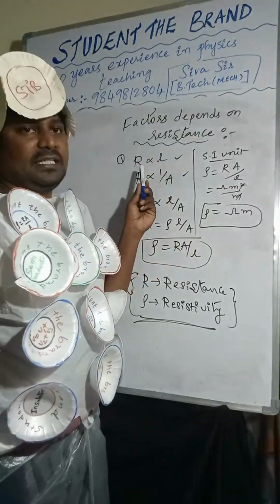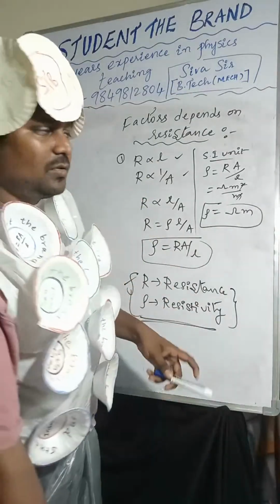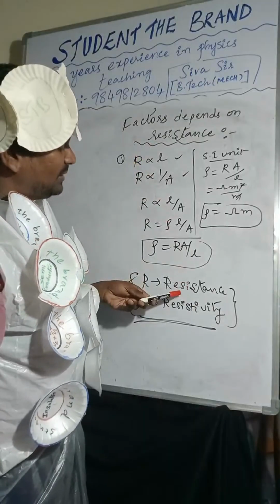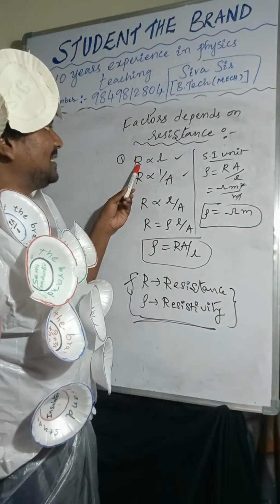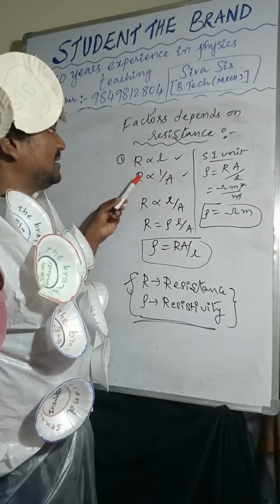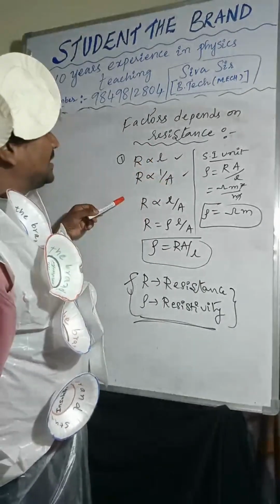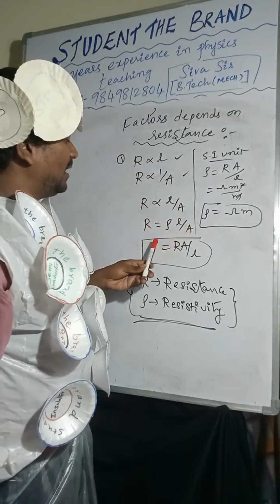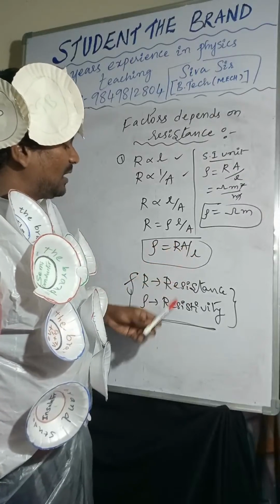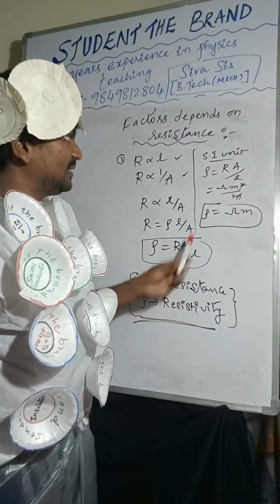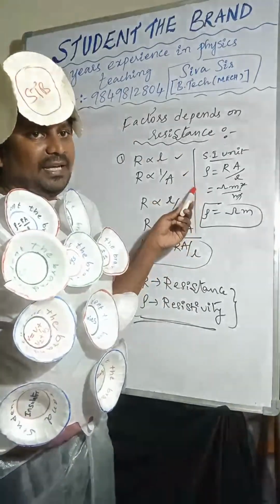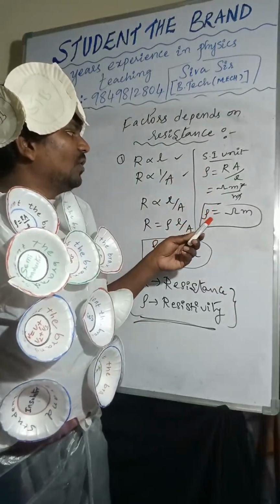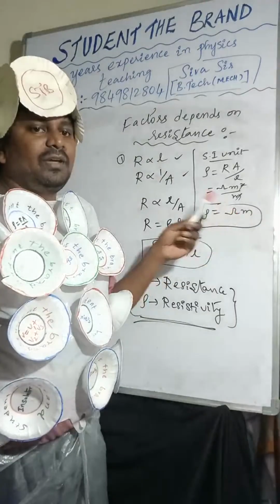factors that resistance depends on, these questions they will ask. R is the resistance, rho is the resistivity. Resistance depends on the length of the conductor and on the area of the conductor. So R is directly proportional to L by A, R equal to rho into L by A, rho equal to RA by L. So rho is the resistivity, R is the resistance. If you want to identify the SI unit of resistivity, rho equal to ohm meter, very very important.